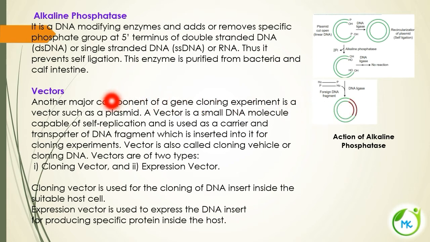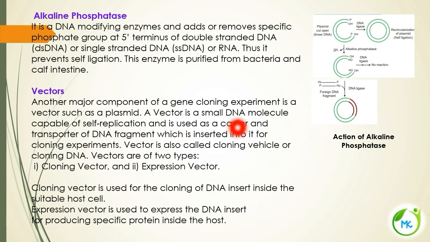So the first tool of genetic engineering, enzymes, is over. The second tool of genetic engineering, let's see about vectors. Another major component of a gene cloning experiment is a vector such as a plasmid. What is a vector? It is a small DNA molecule that is capable of self-replication, that is, it can replicate on its own. And this is used as a carrier.